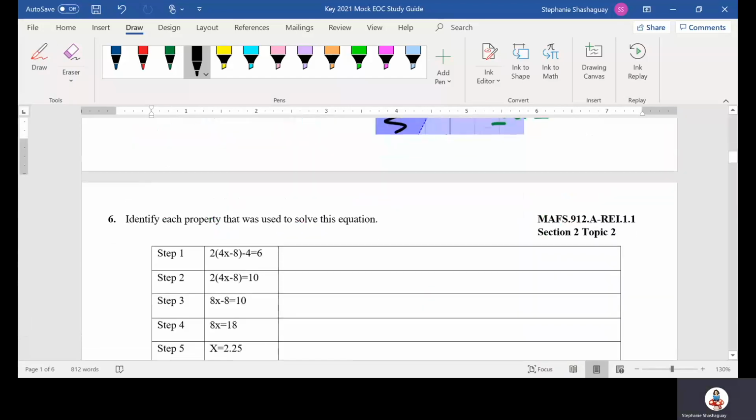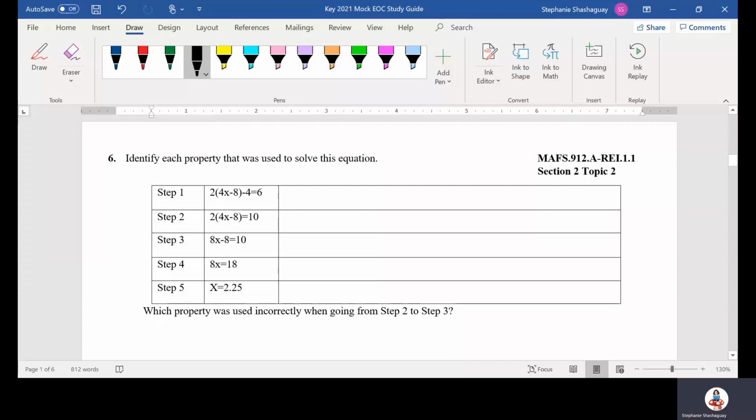All right, let's move on to number 6. Identify each property that was used to solve the equation. This came from section 2, topic 2. So let's first look at these properties. Step 1, we had 2 times 4x minus 8 minus 4 equals 6. Well, that was given to us. That's not a property.